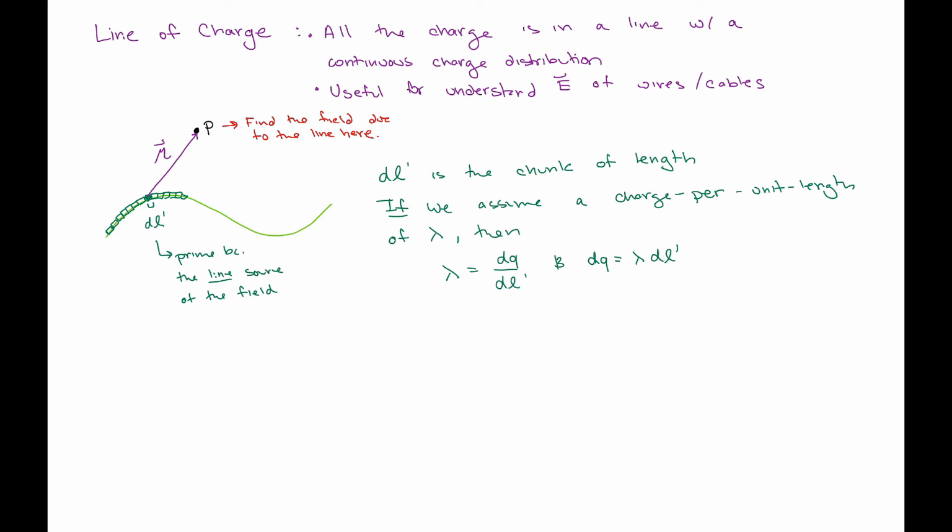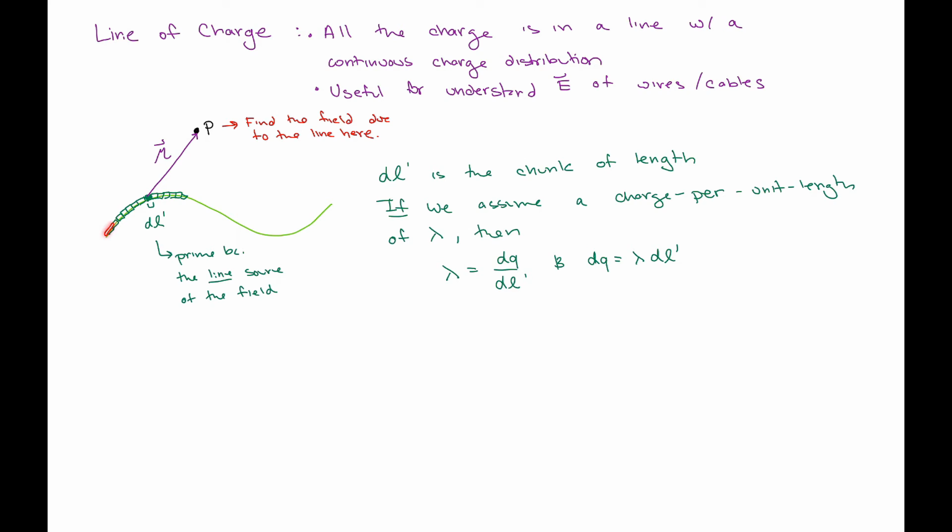Okay. So let's think about what this means. What is this lambda? It's a charge per unit length. One way to describe the charge of this line is to describe basically a charge density. How much charge is in a little itty bitty length? For example, how much charge is in a centimeter length of this particular thing? Well, that's something I could calculate.